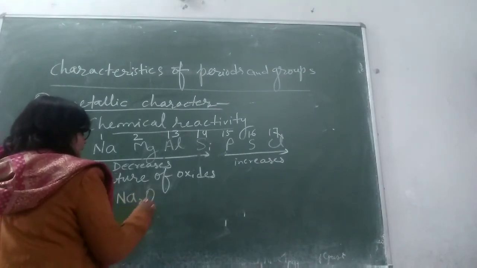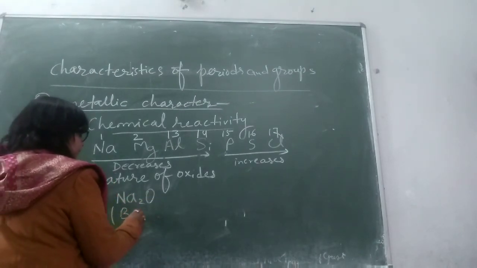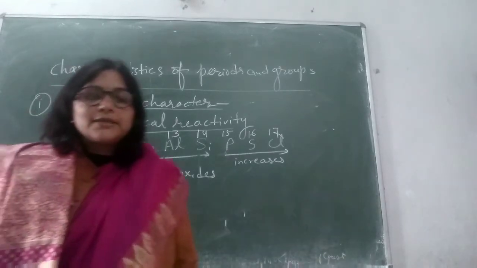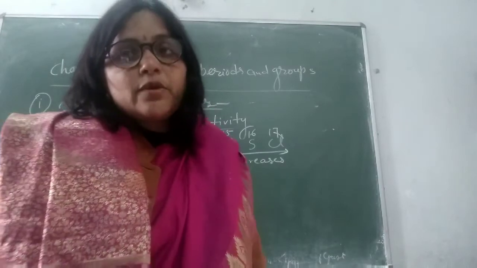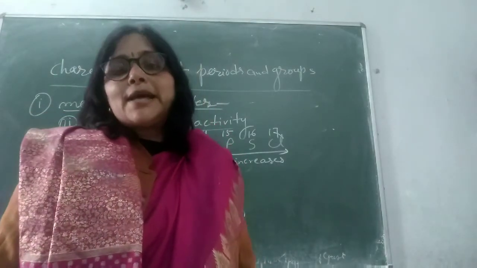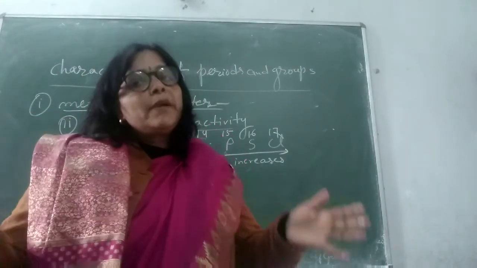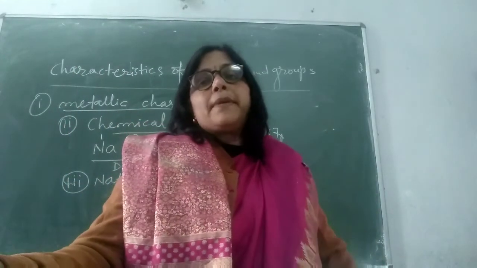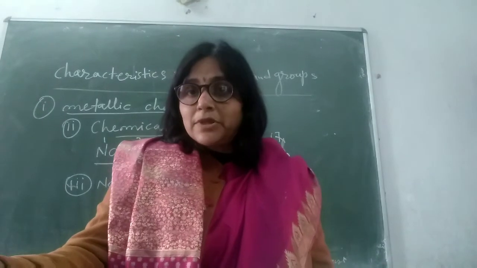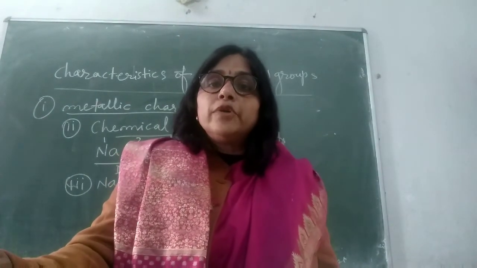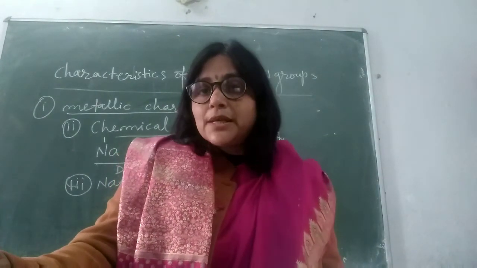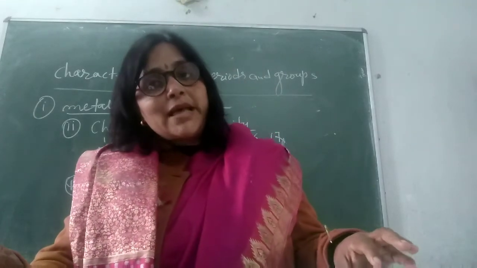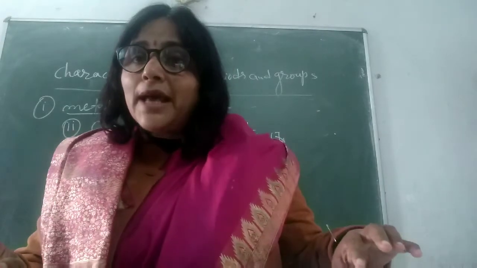oxide is highly basic in nature, whereas chlorine oxides are highly acidic in nature. In between these two, basic and acidic, some elements react with oxygen and form amphoteric oxides. Amphoteric oxide means the oxide which behaves as an acid as well as a base.